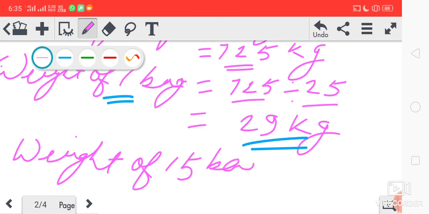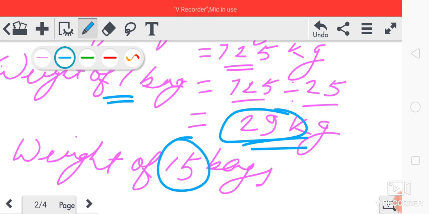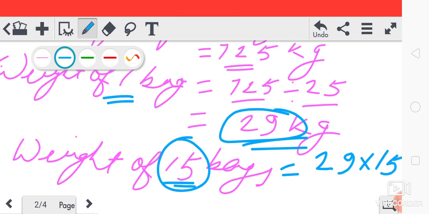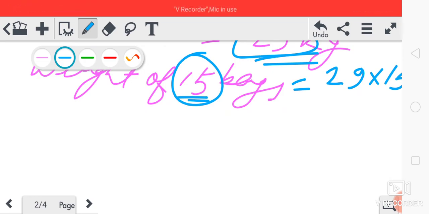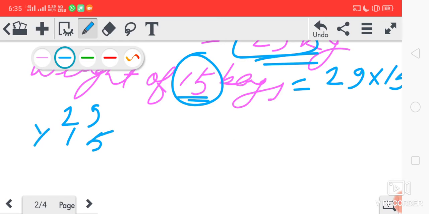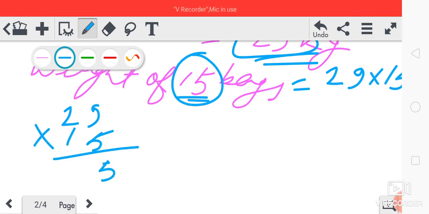15 bags. So how will we find it? Already we have got the weight of one bag, 29. So the weight of 15 bags, how much will we get? We'll get 29 into 15. The weight of one bag into the total number of bags, 29 into 15. Now you multiply 29 into 15. 5 9s are 45. 5 2s are 10 and 4 is 14.